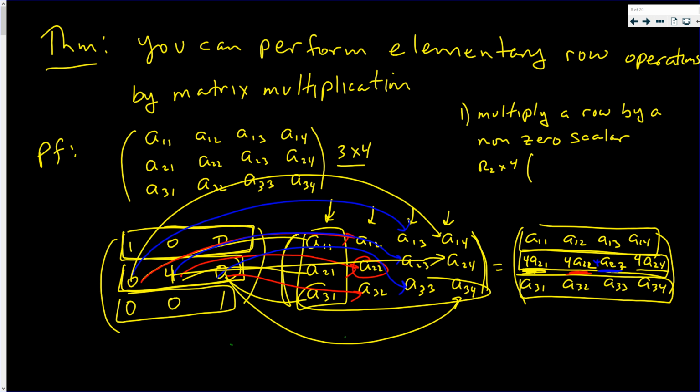So all you do is you change the 1 in the row that you want to change to the multiple you want to change it to. That is how you multiply one row by a scalar.